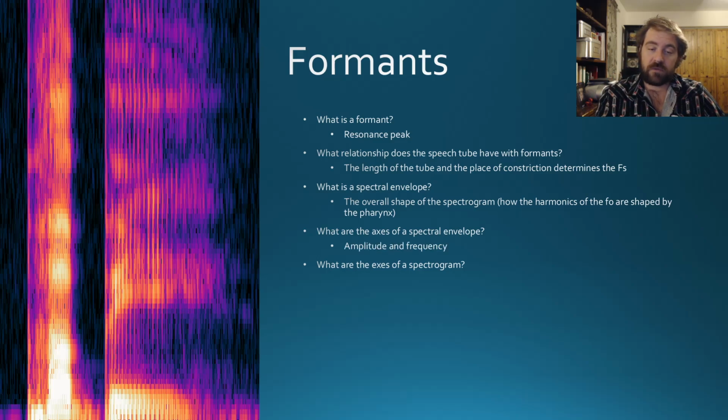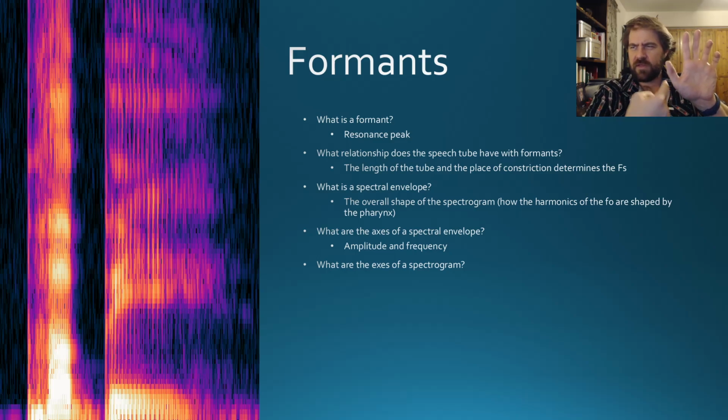What are the axes of a spectral envelope? Well, one is frequency. So if you have it like this, frequency is along the bottom here, going from low frequency over to high frequency. And then the other is amplitude. How tall these bars are is the amplitude. This is low amplitude, and this is high amplitude.